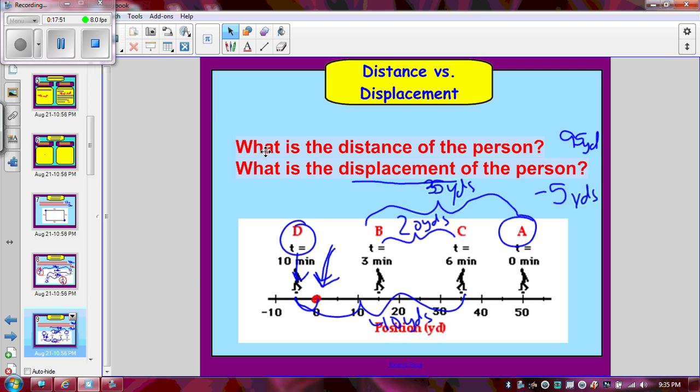This concludes the video on the introduction to velocity and displacement and distance. The next video will talk about the graphical analysis of velocity.